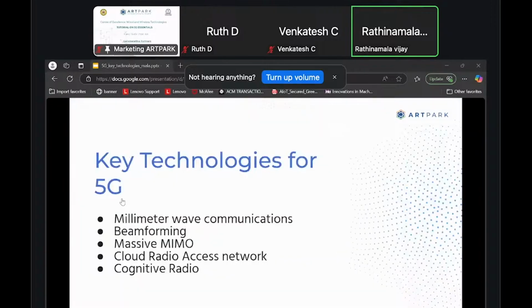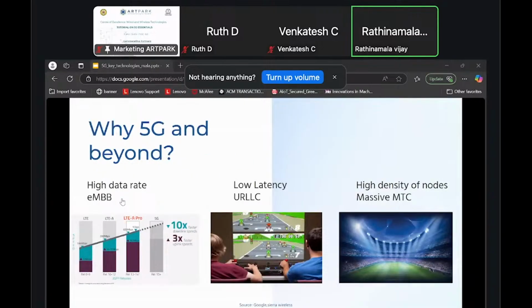Today, in this module, we will talk about a few of the key technologies that are used to realize practical 5G networks, such as millimeter wave communication, massive MIMO, beamforming, cloud radio access network, and cognitive radio. Before diving into each technology, we will see why the telecom industry is moving towards higher and higher generations from 1G to 6G and so on. So that's why 5G and beyond, right?